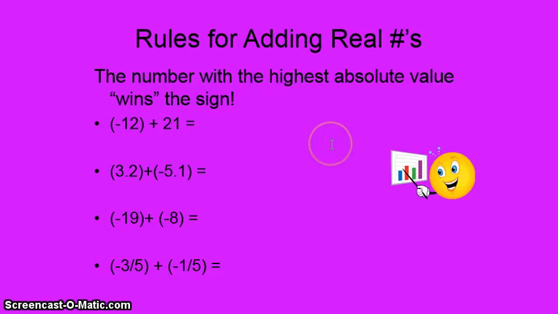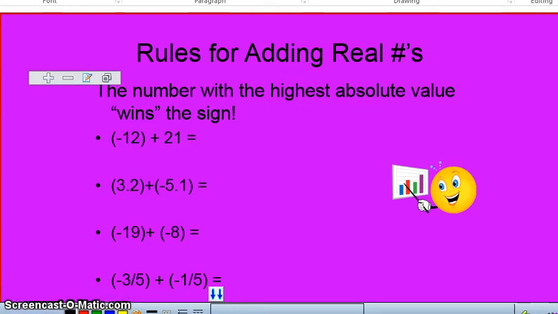All right, so these are the rules for adding real numbers. Whenever you're adding two real numbers and one of them's positive and one of them's negative, the number with the highest absolute value wins the sign. For example, -12 plus 21. The absolute value of -12 is 12. The absolute value of 21 is 21. So since 21's absolute value is higher, we're going to have a positive answer. -12 plus 21 gets us positive 9.